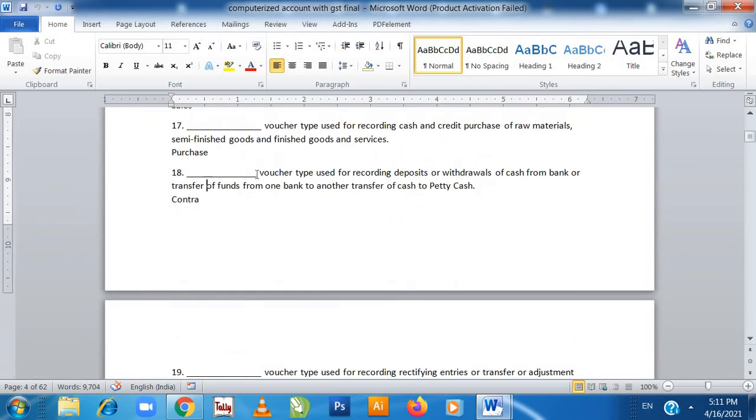Dash voucher type used for recording deposits or withdrawal of cash from bank or transfer of funds from one bank to another bank or of cash to petty cash? Answer is contra.